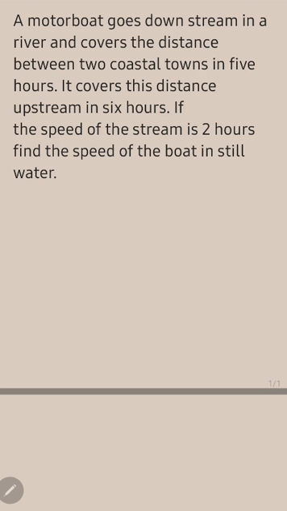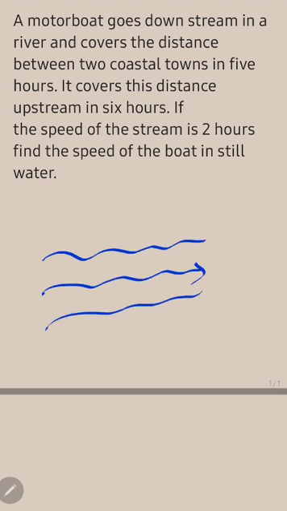For example, the water is flowing like this. Then this is the water flowing direction. This is the stream direction. So if we travel in the same direction with the boat, then we say we are going downstream. This is downstream.